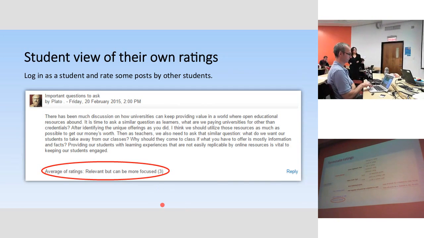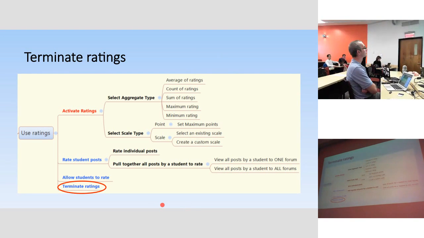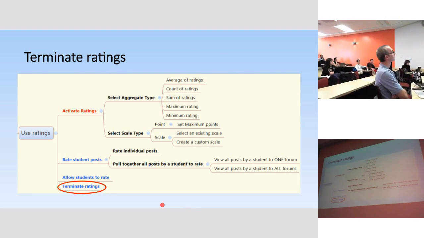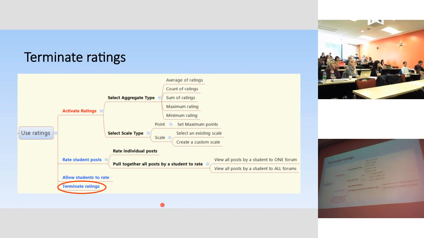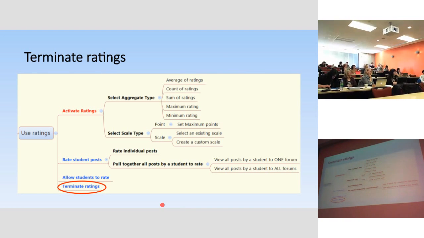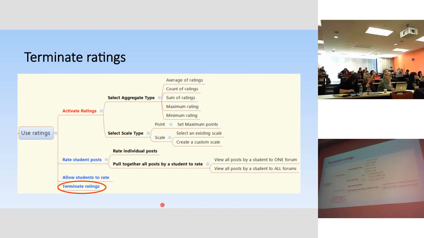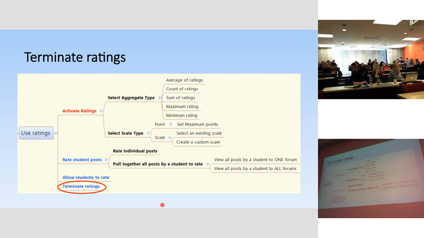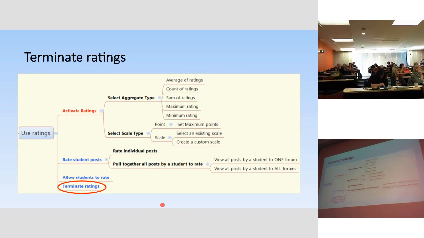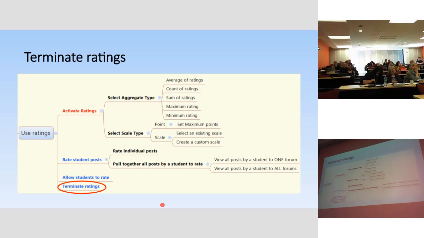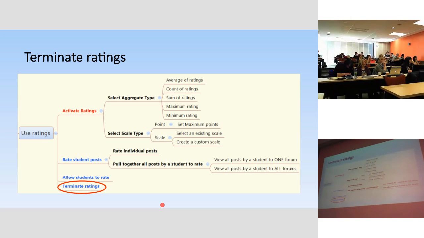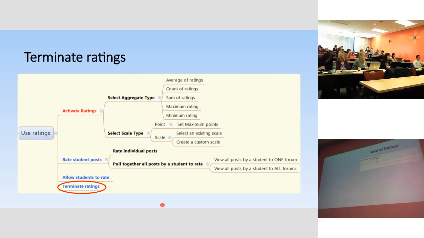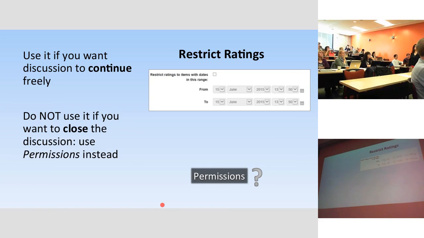Okay, why do I need to terminate ratings? You have a forum, students talk, and some of them just keep talking, but you don't want to rate them forever. You log in every morning and ask, has anybody posted again? I need to rate. So you need to set a date. After that date, you don't want to rate them anymore. But they're free to talk, okay? Whatever they want to say, they can keep saying it, but I'm not going to rate you anymore. That's the use of restricted ratings.